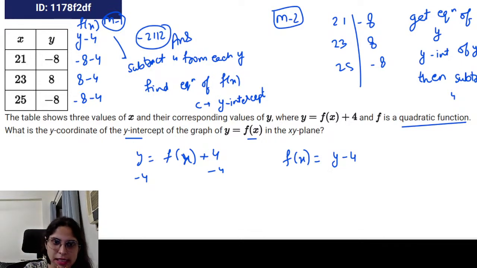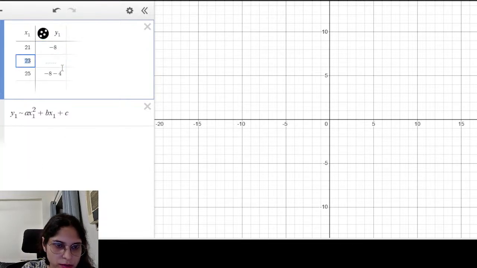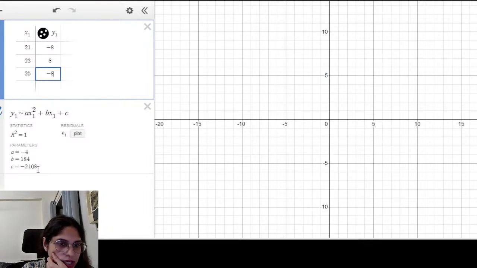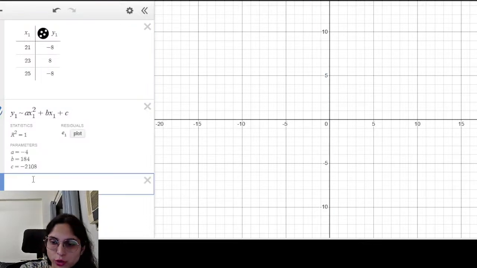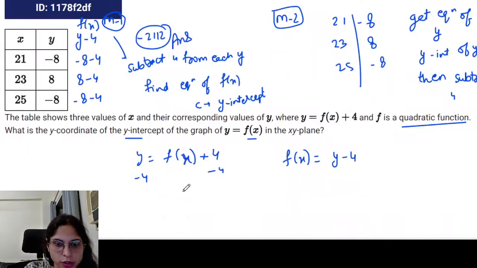But you will still get the same answer, that is negative 2, 1, 1, 2. So over here the only thing is what people will do. They will write the answer negative 2108, or they will add 4 to it. You don't have to add 4, you have to subtract, because it is f of x plus 4. So f of x is y minus 4. So you have to subtract 4, you will get negative 2112. Okay.